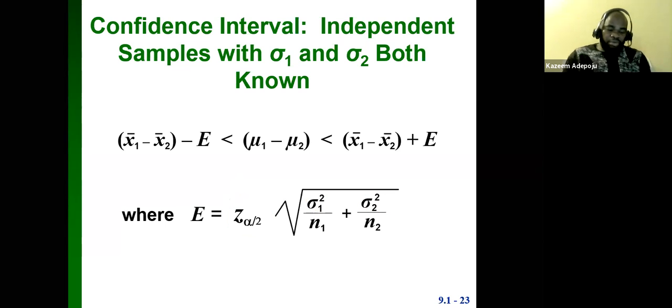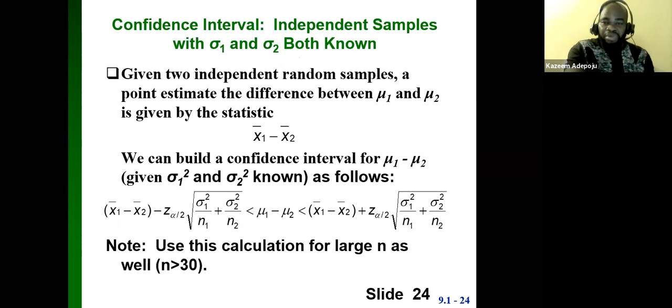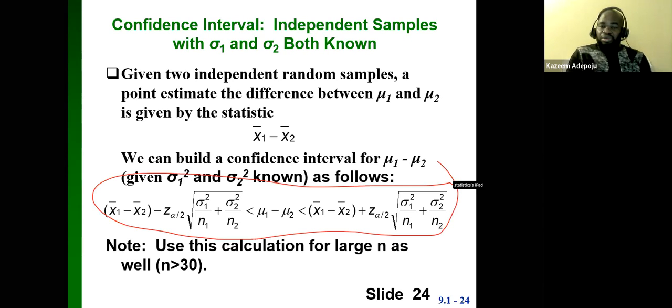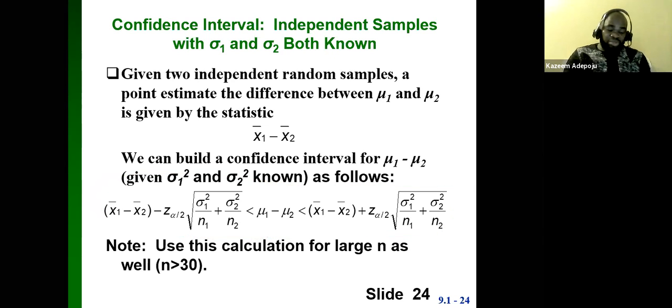Now this is the formula, and if I want to write that formula in full, then this is the formula. Can you see that now? So if the two population variances are known, or the two population standard deviations are known, this is the formula. What I'm trying to say is that this guy here is E, what I call the margin of error. You see that now? That's going to be the margin of error.